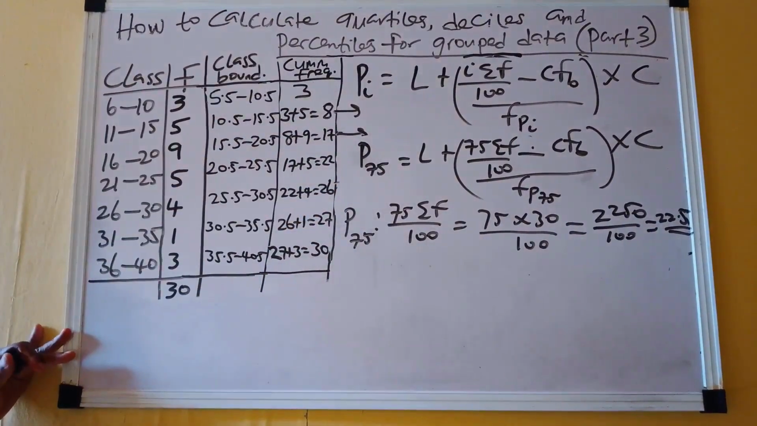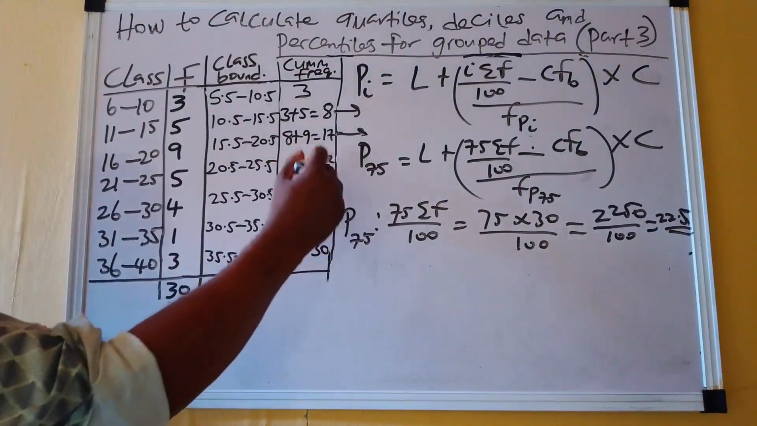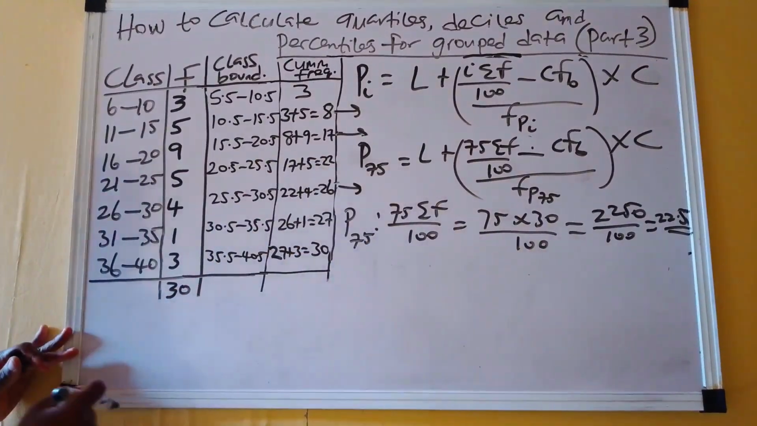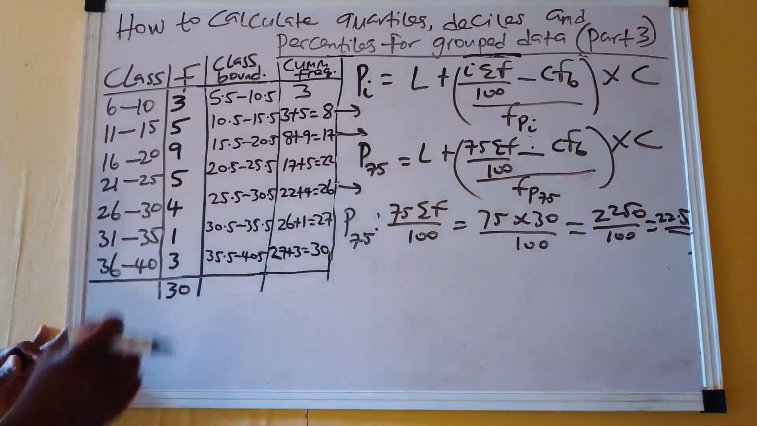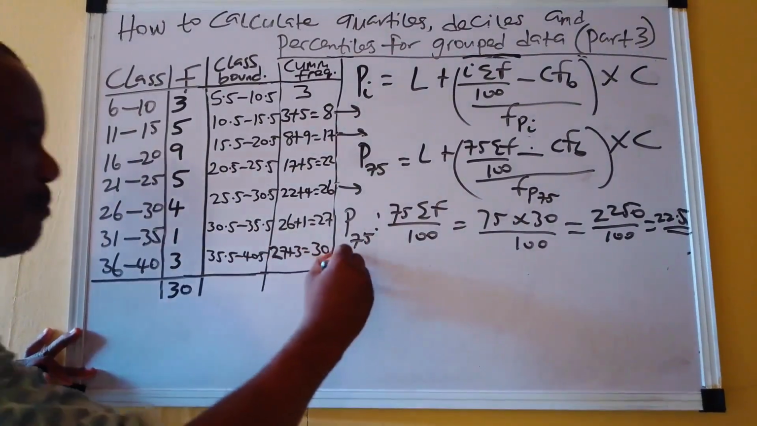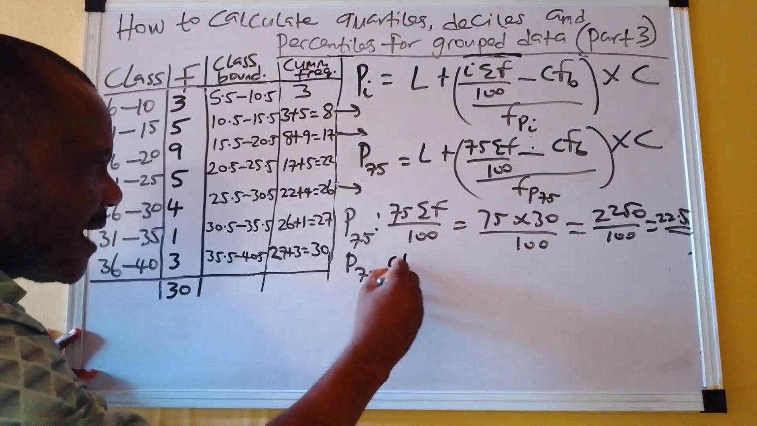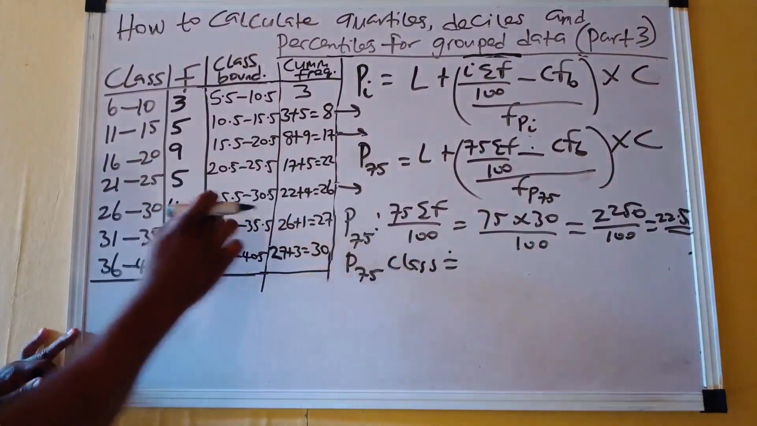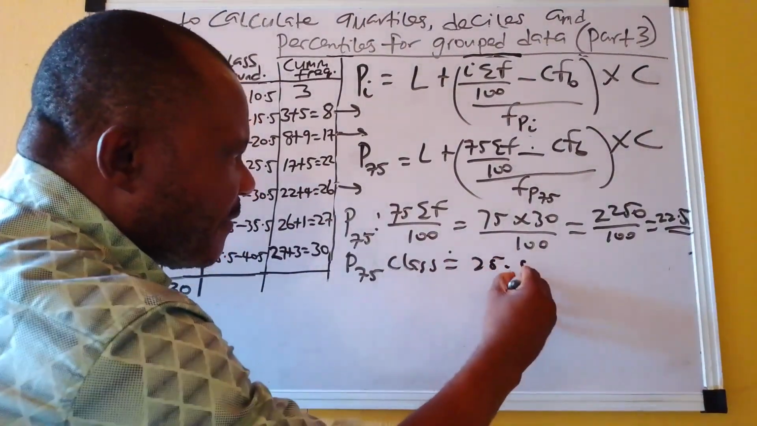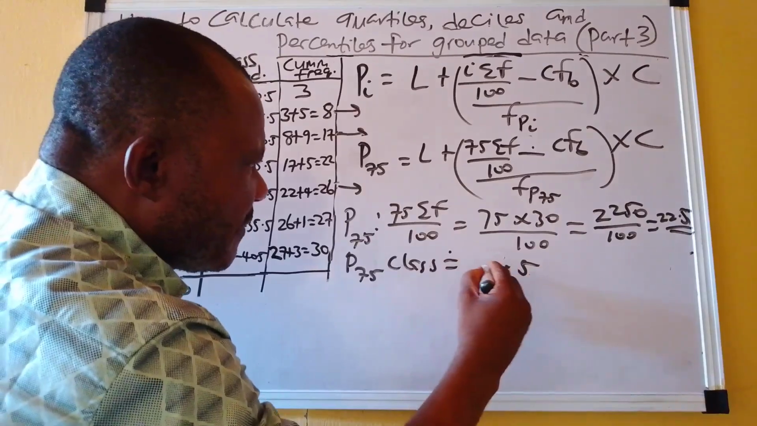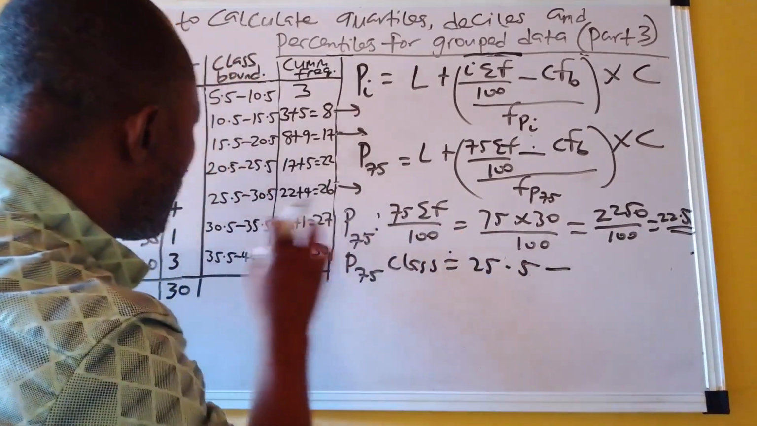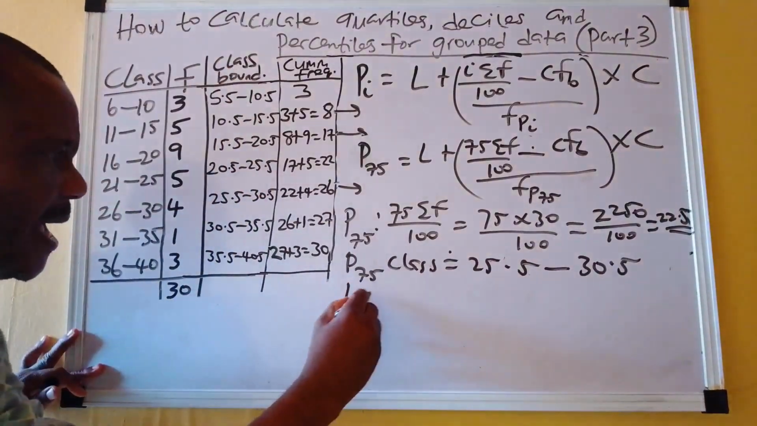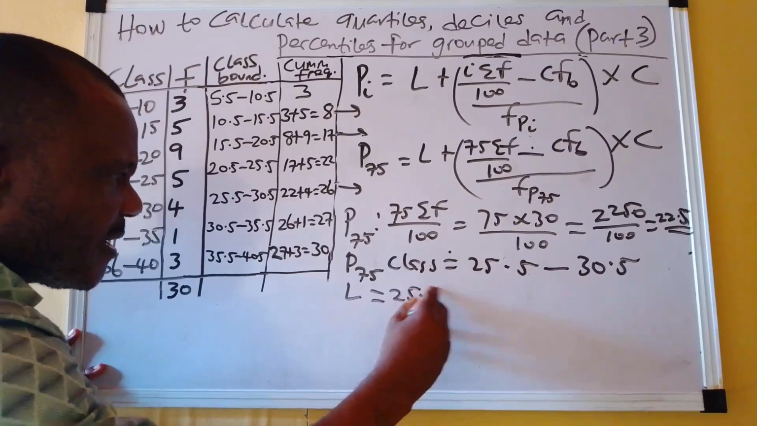You check it from the cumulative frequency column. 22.5 has left this particular class. It has come here because by 0.5 it has left this class. So now our P75 class will be equal to 25.5 to 30.5. Then our L is equal to 25.5.